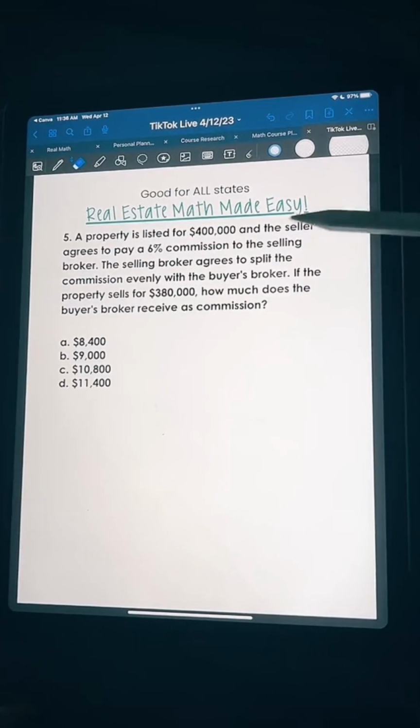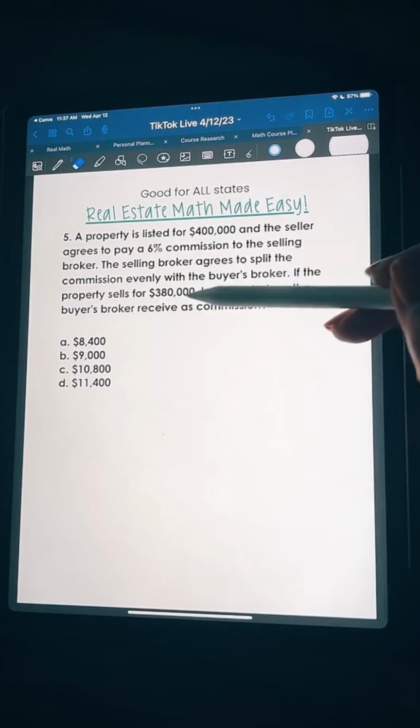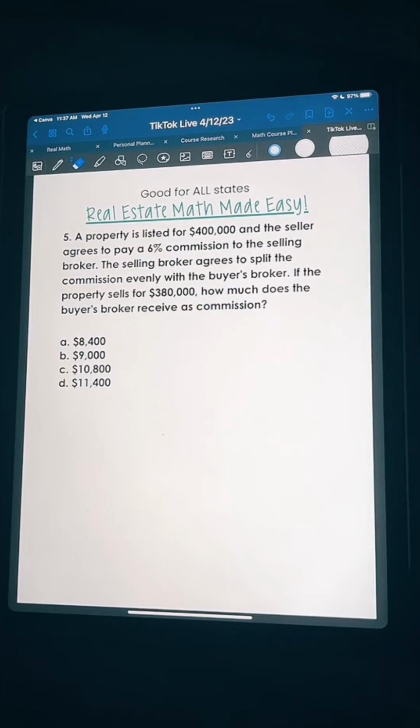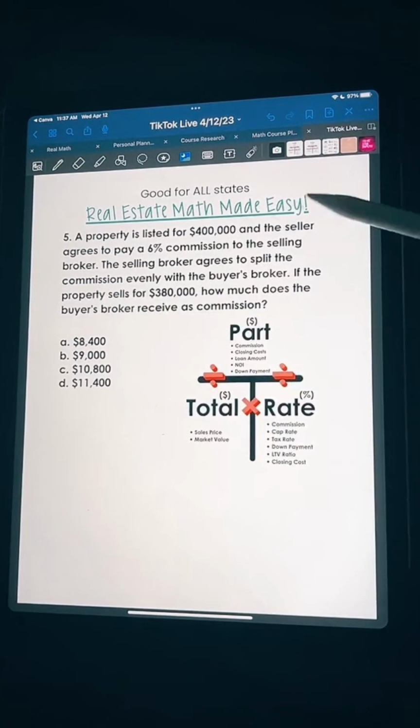It says, a property is listed for $400,000 and the seller agrees to pay a 6% commission to the selling broker. The selling broker agrees to split the commission evenly with the buyer's broker. If the property sells for $380,000, how much does the buyer's broker receive as a commission? Okay, so remember, commission is paid based on how much a property sells. Let's take out our T-chart because we could totally use the T-chart here. All right, so it says they paid 6%.